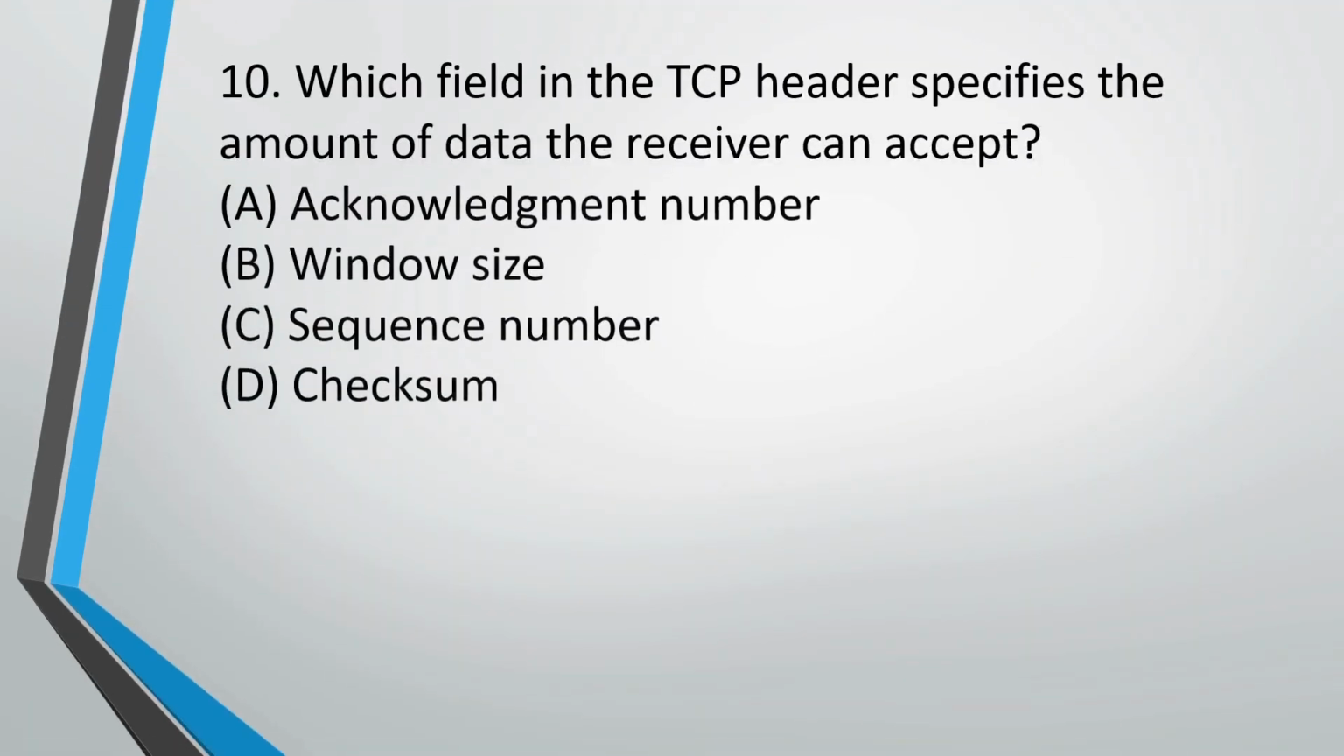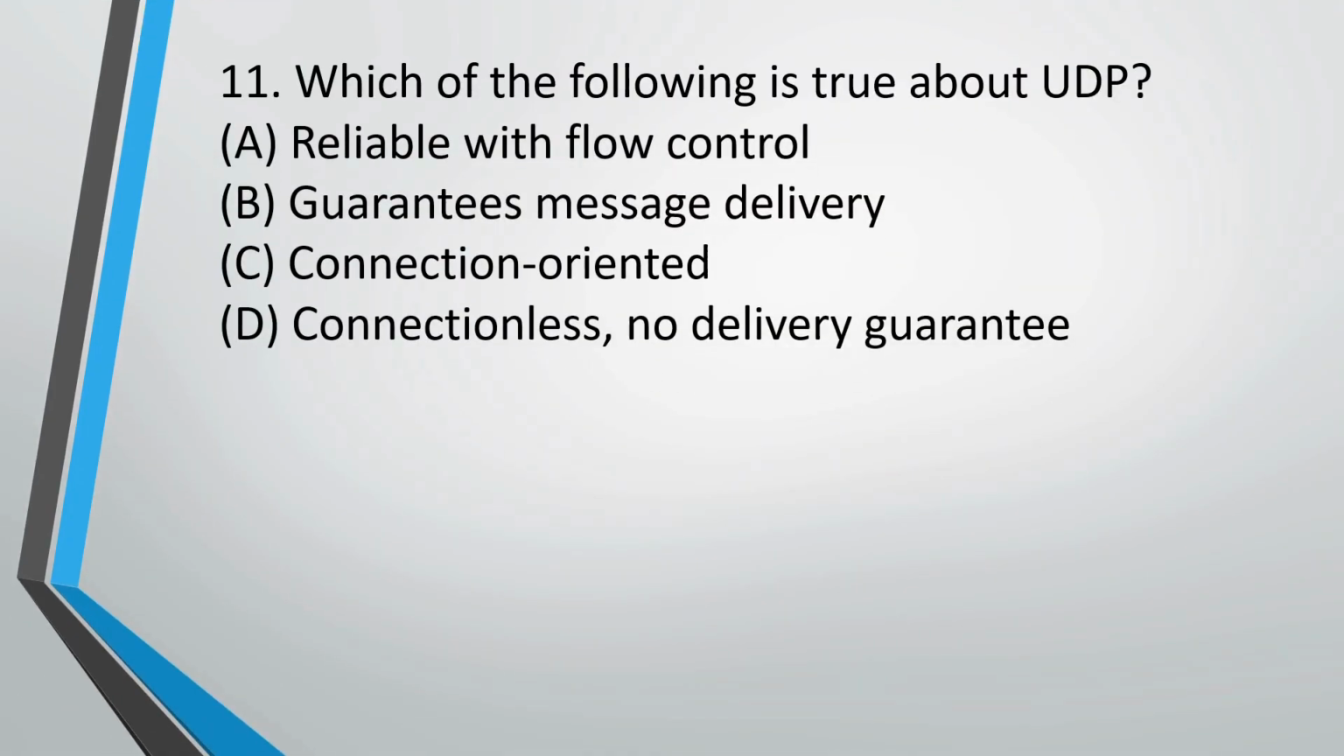And the next question is: which field in the TCP header specifies the amount of data the receiver can accept? The options are acknowledgement number, window size, sequence number, checksum. And the correct option is B, window size. And the next question is: which of the following is true about UDP? The options are reliable with flow control, guarantees message delivery, connection oriented, and the last one is connectionless, no delivery guarantee. The correct option is D, connectionless, no delivery guarantee.